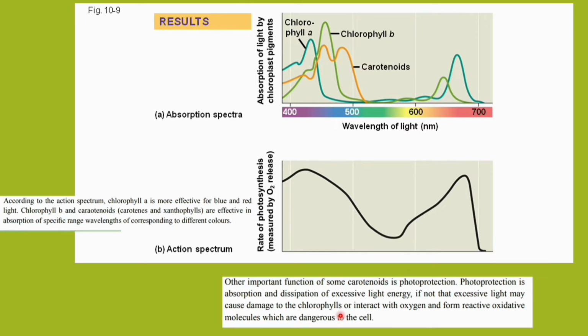Fourth statement is wrong, because in the fourth statement they have said these carotenoids and chlorophyll A absorb light corresponding to the same wavelength. That is wrong. They absorb light corresponding to different wavelengths. So they have mentioned specific range wavelengths corresponding to different colors. That means different wavelengths. The fifth statement, according to the action spectrum, chlorophyll B is more effective for blue and red light. That is wrong. It is given in the resource book itself. According to the action spectrum, chlorophyll A is more effective for blue and red light. So that is wrong. The answer is the third one.